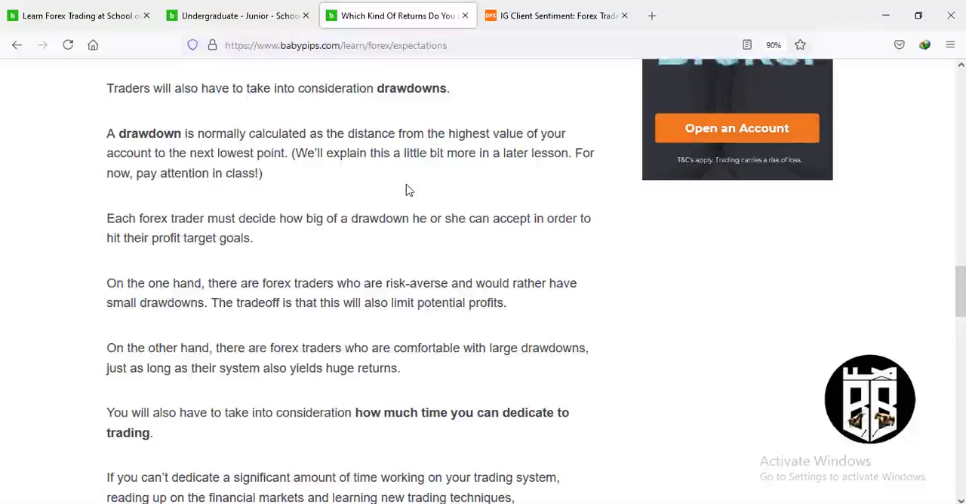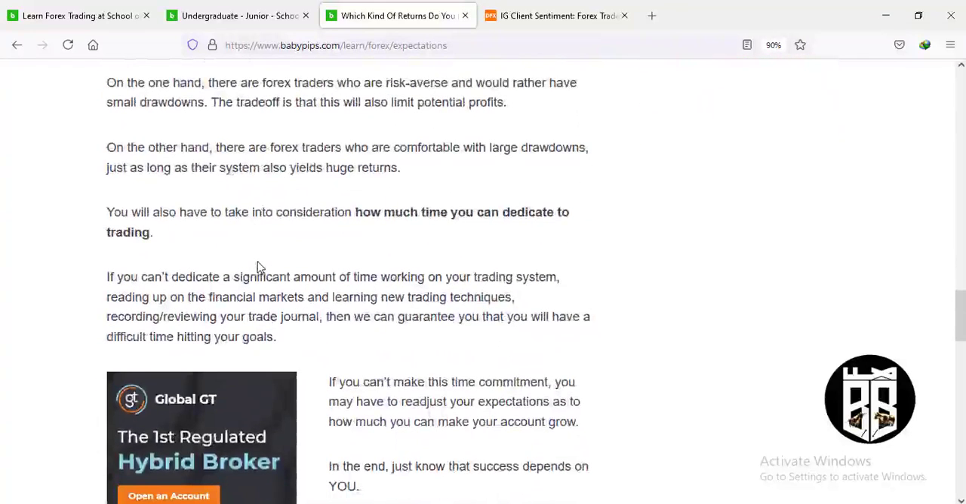On the other hand, there are forex traders who are risk averse and prefer small drawdowns. That's one group of traders. They don't want to have much drawdown. However, there are other traders who take a lot of risk. They don't care, they just risk their account. So you will also have to consider what kind of trader you want to be.